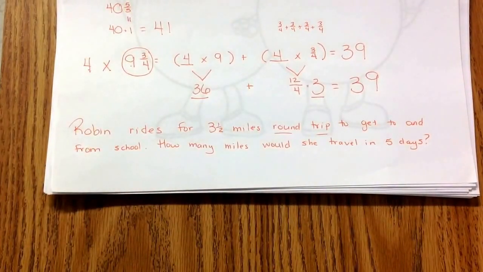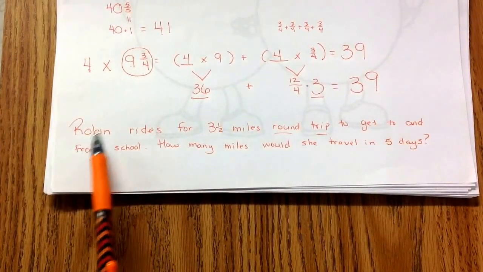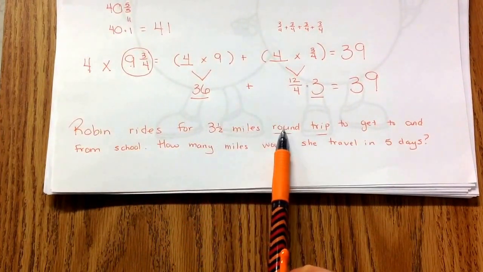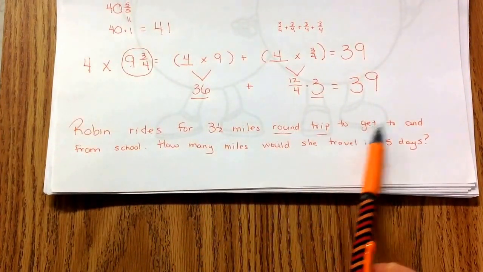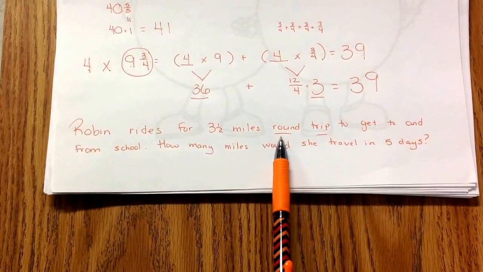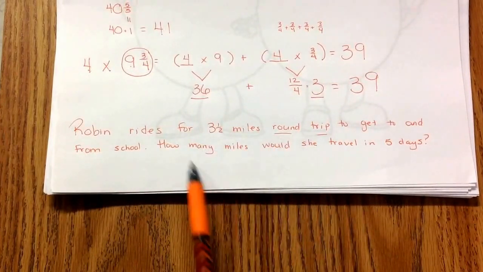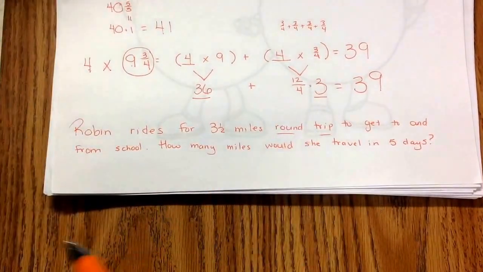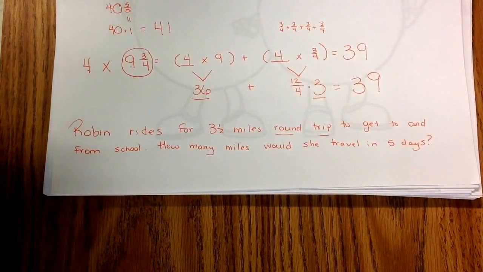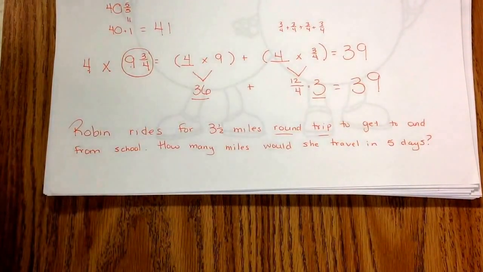All right, the last thing we're going to do is we're going to look at a word problem. Robin rides for 3.5 miles round trip to get to and from school. So round trip, it means it takes her 3.5 miles to and from school. How many miles would she travel in 5 days? We're going to use the RADW process.